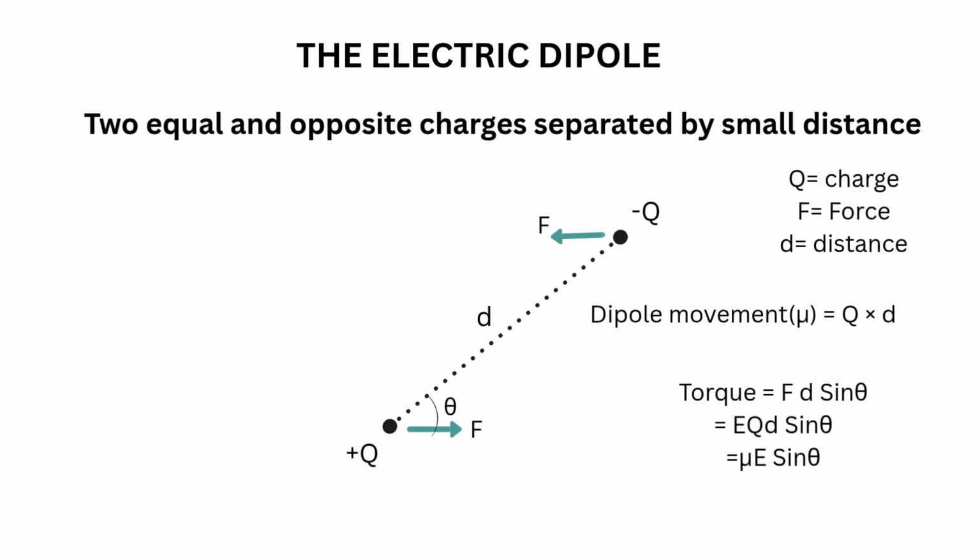The electric dipole consists of two equal and opposite charges separated by a small distance. If Q is charge, F is force and D is distance, dipole moment is defined as Q into D. In a uniform electric field, a dipole experiences a torque but no resultant force. The formula for torque is derived as dipole moment into E sine theta.